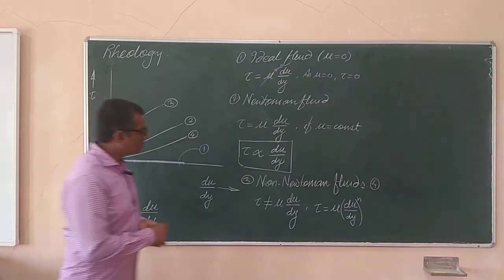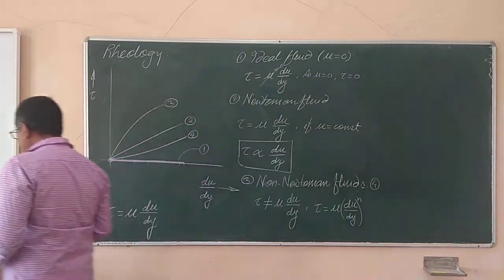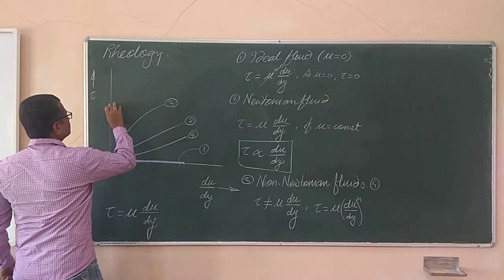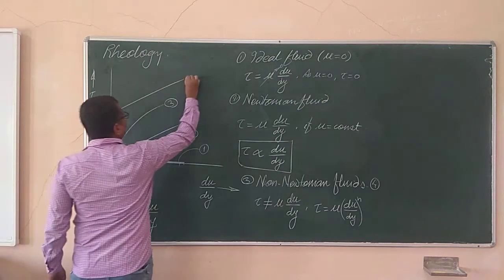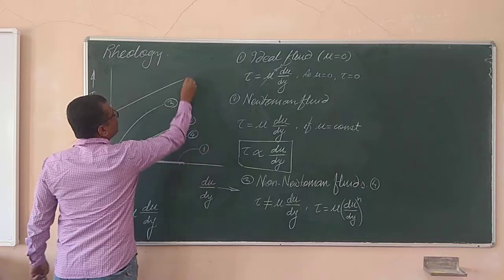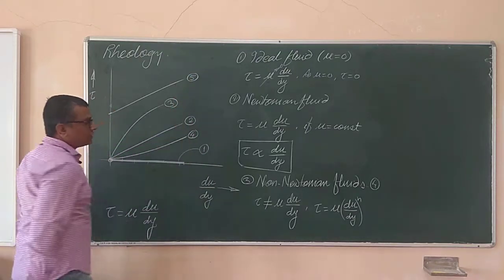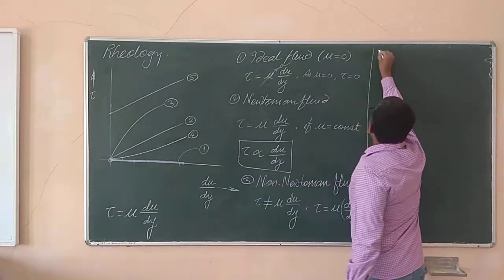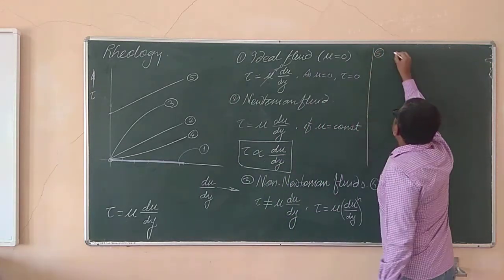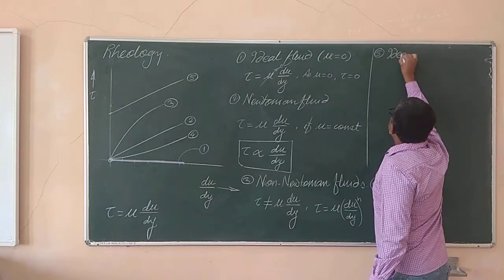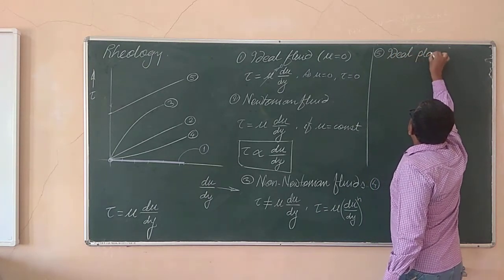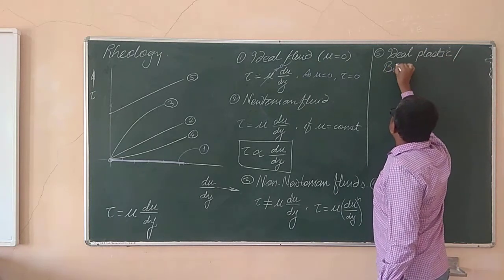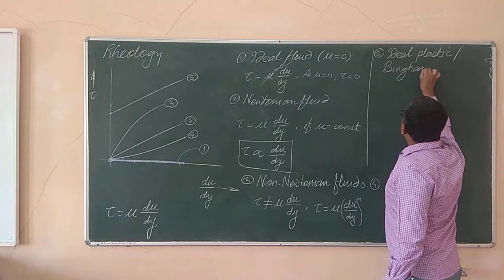Now the next category of the fluid is this fifth category. Number 5 is ideal plastic, which is also known as Bingham plastic.